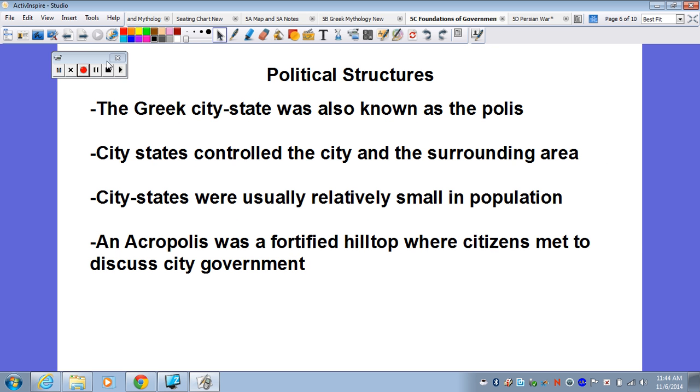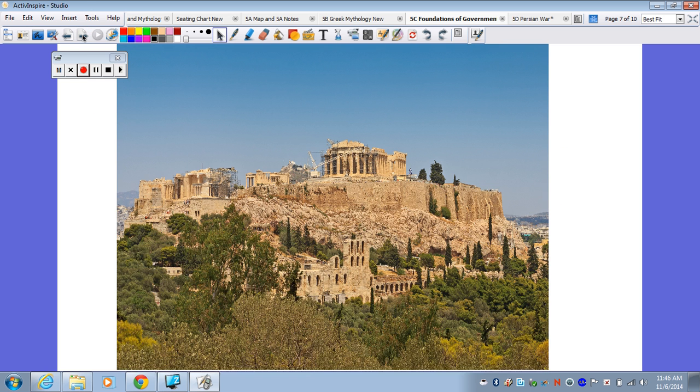So, basic political structures. The Greek city-state, we've talked about city-states before, they call it the polis. So a Greek city-state is called a polis. That's a good word to know. City-states will control the city and the surrounding area. The other important word to know is acropolis, which means a fortified hilltop where citizens met to discuss the government. This picture right here shows you an acropolis. That's the fortified hilltop. You see the walls, you see the buildings. This is where the citizens of a city-state would come together and make decisions.